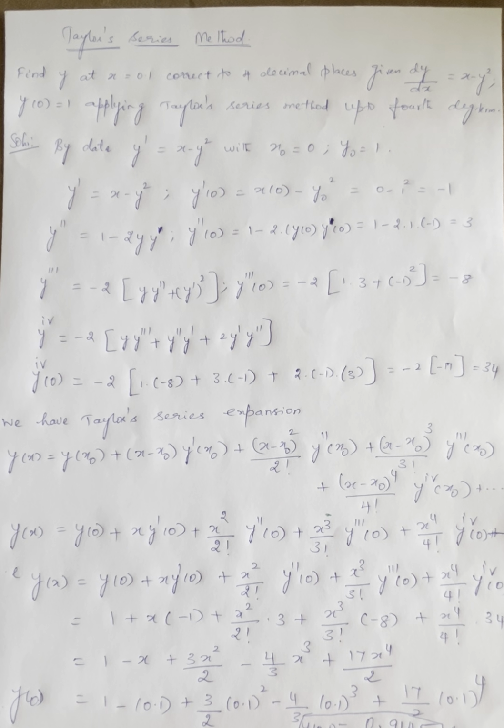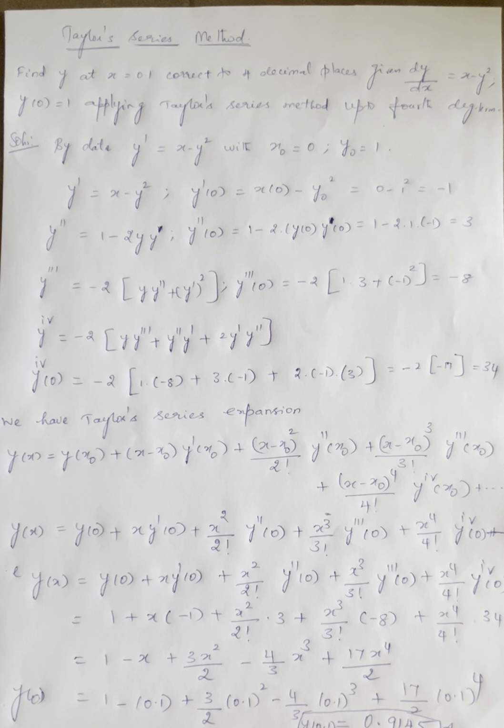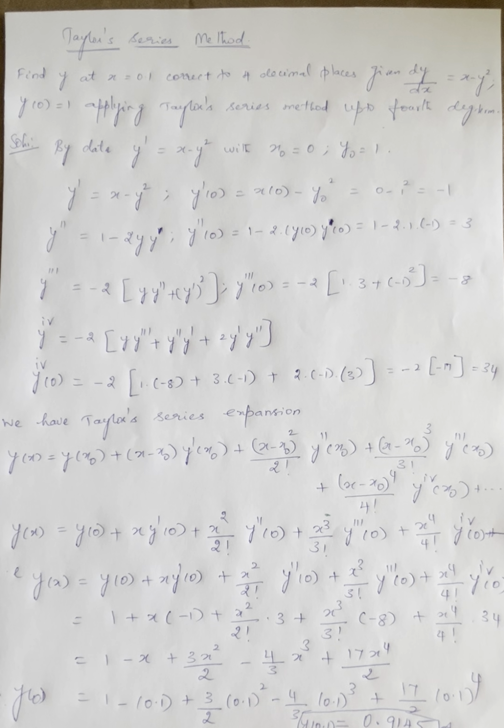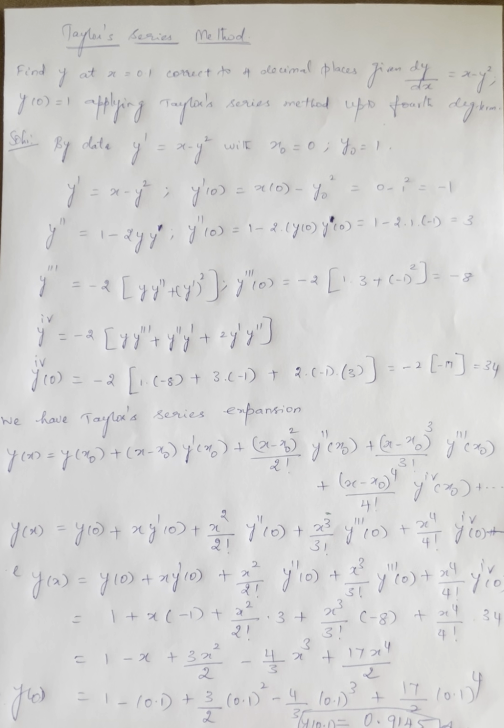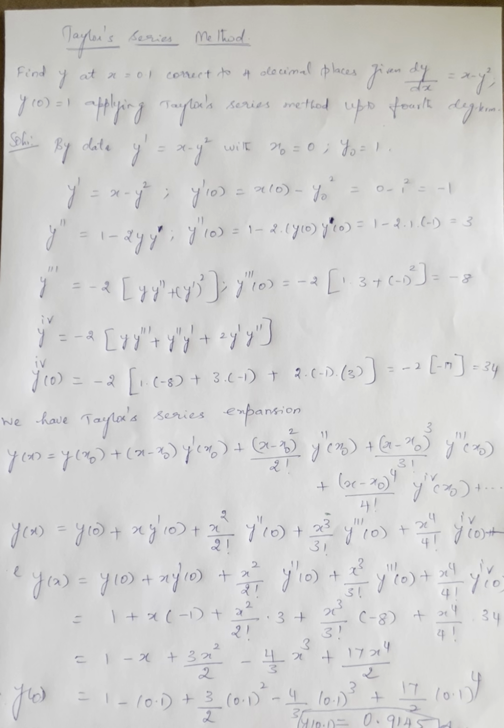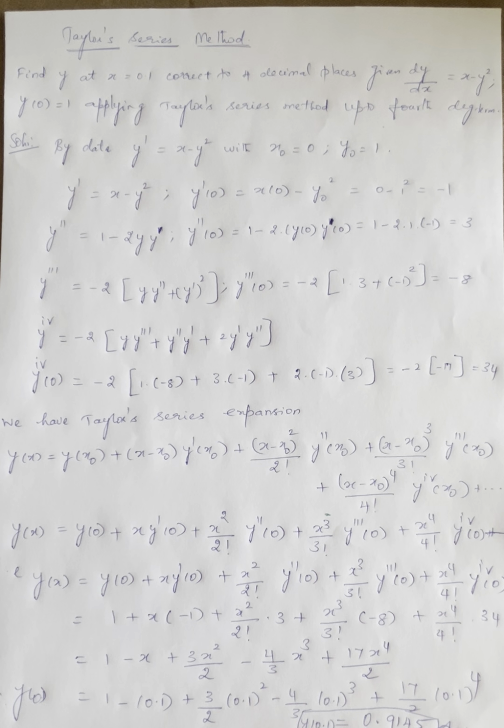Since it is asked for only 4 degrees, we are just stopping here and substituting the values which I arrived at earlier. On substitution I will be getting y of x is equal to, we know that x naught is 0, so y of 0, and then x minus 0, that is x, times y dash of x naught, which is y dash of 0. I am just substituting wherever it is x naught as 0, and then y dash of 0, y double dash of 0, y triple dash of 0, etc.